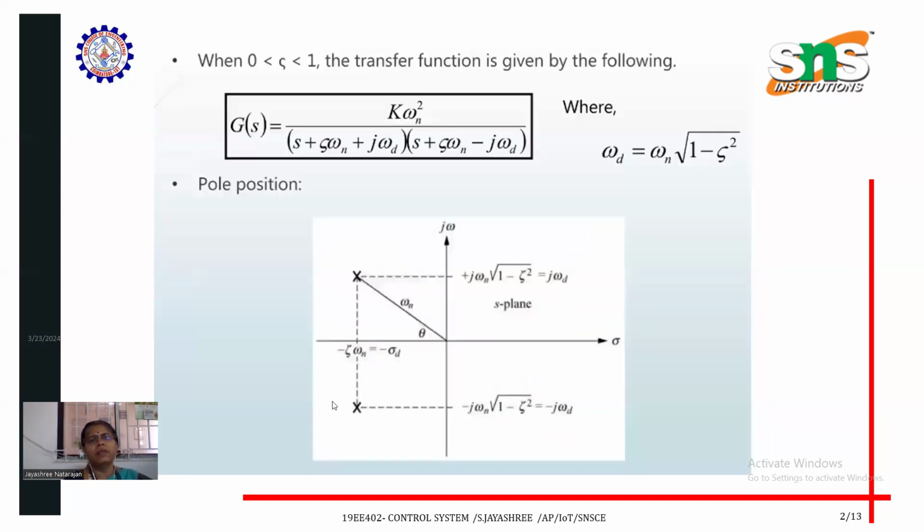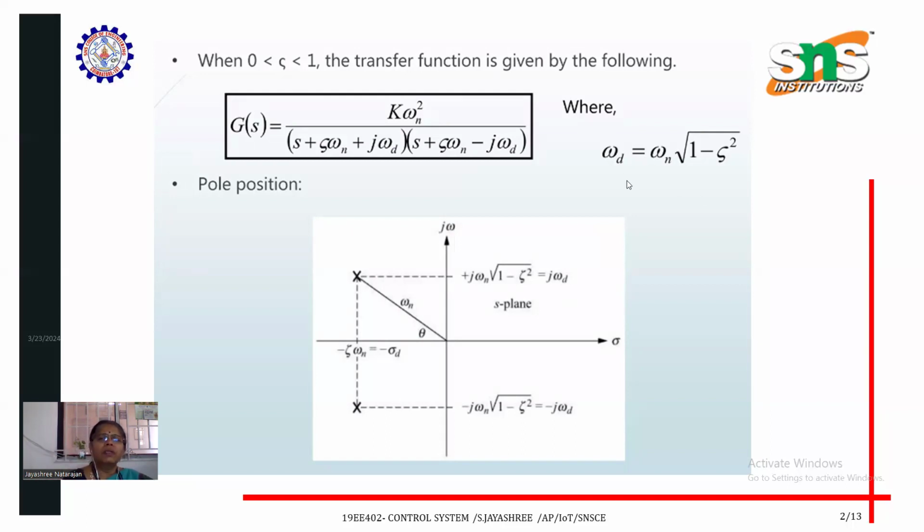Next one, see the zeta value. When zeta value is between 0 and 1, the transfer function is given by G of s equals K omega n squared divided by (s plus zeta omega n plus j omega d) into (s plus zeta omega n minus j omega d), where omega d equals omega n into square root of 1 minus zeta squared. So this is my transfer function.